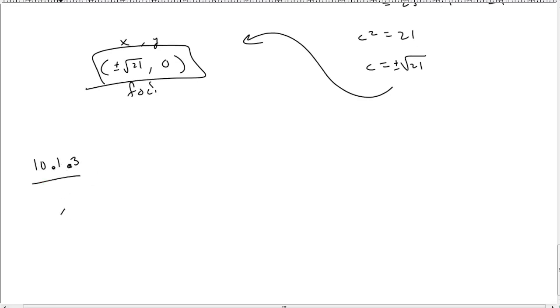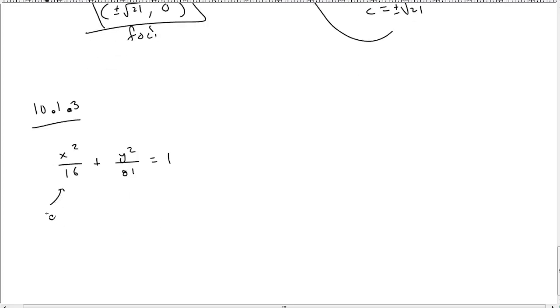10.1.3. I have x squared over 16 plus y squared over 81 is equal to 1. So you can see here that we have a minor. This is going to be an x minor because it's smaller, and that number is going to be a 4. We have a y major, again because it's bigger, and if you take the square root of that, you're going to get a 9. So we got a 4 and a 9, and what I'm going to do is find the foci immediately, and then I'm going to start graphing it in just a second.